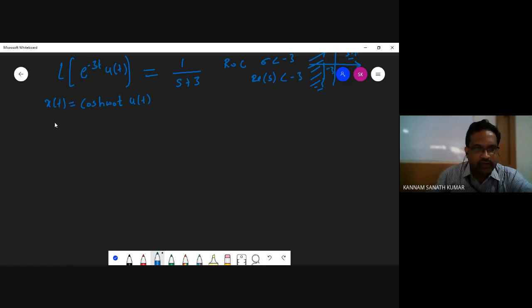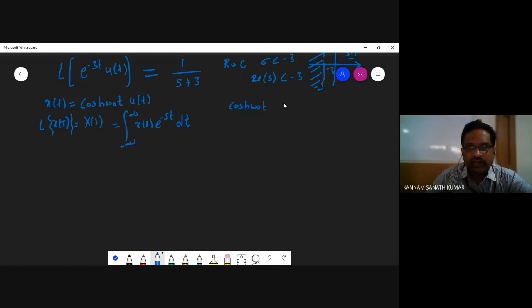So what is x of t? The Laplace transform of x of t is equal to X of s, that is the integration from minus infinity to infinity of x of t into e power minus st dt. Now cosh omega naught t, if you want to represent it in exponential form, is e power omega naught t plus e power minus omega naught t divided by 2.